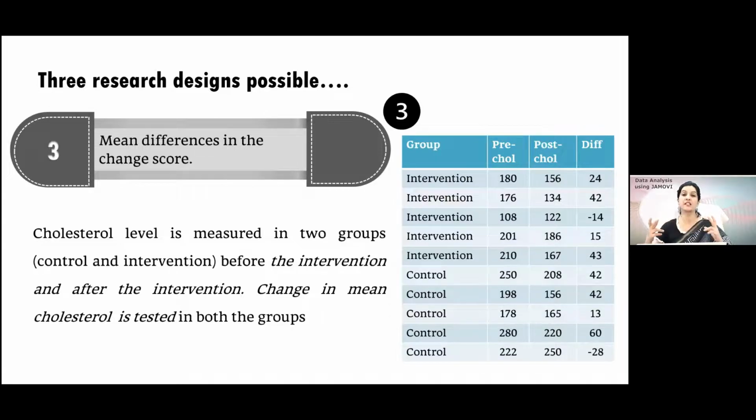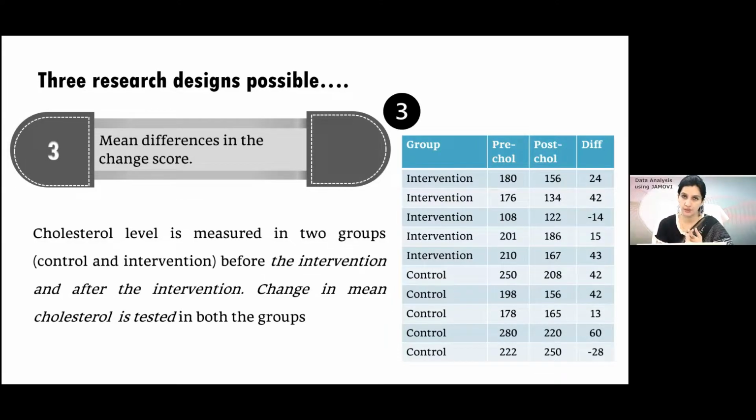So there is a change score, pre-post. In this case, you can apply a paired t-test also in the individual group. But if you want to measure the change score, in which group the change is more, then again you have to apply the independent sample t-test.